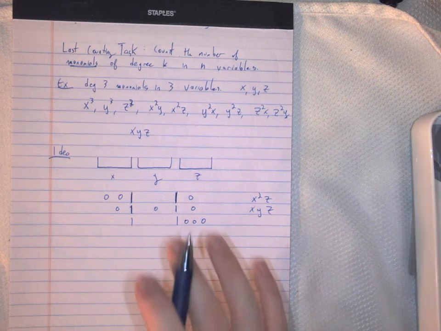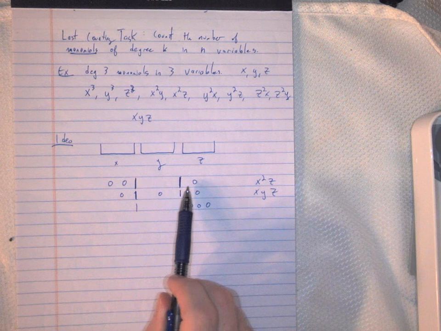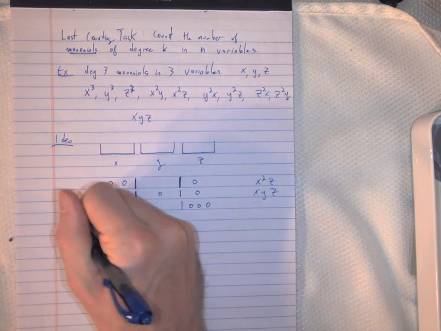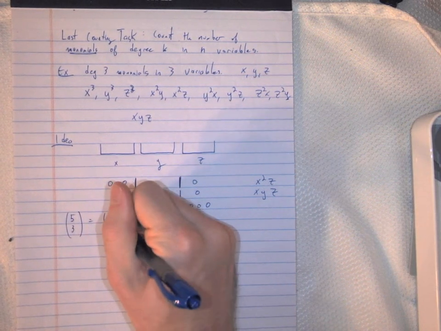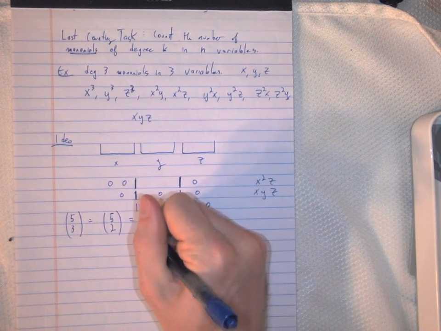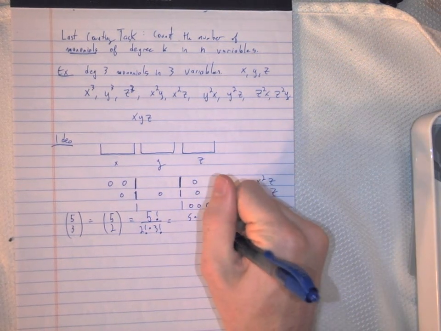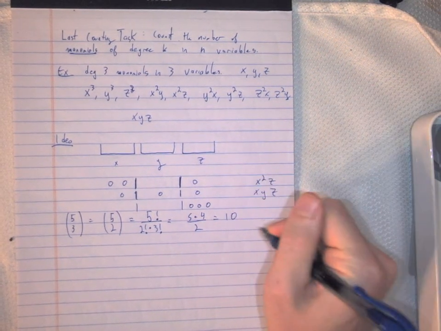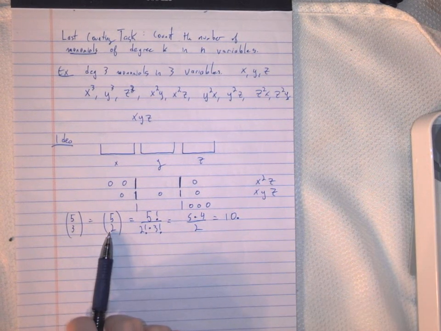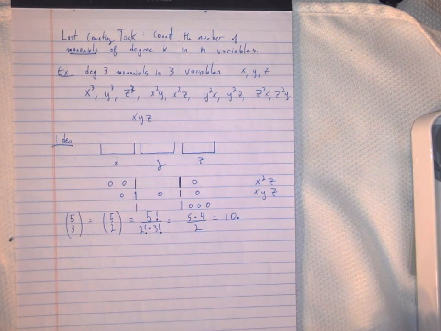In particular, what we're going to see is that if we have 5 slots and we're going to choose 2 ones and the rest are going to be zeros, that's the same thing as 5 choose 3, or of course that's the same thing as 5 choose 2. Either of these are equal to 5 factorial over 2 factorial times 3 factorial. And we get exactly 5 times 4 over 2, which is equal to 10. So indeed, 5 choose 3 or 5 choose 2 is counting the number of degree 3 monomials in 3 variables.